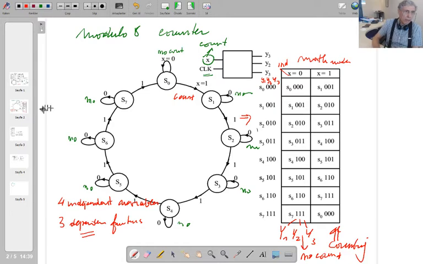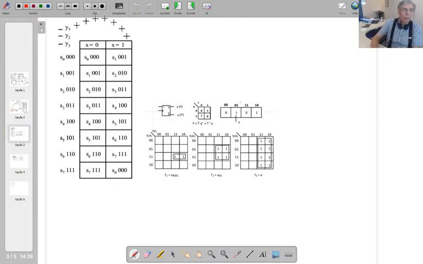So once you've got such a state table, you can transfer these functions. First, you've got to make the decision which memory element you're going to use. Assume that this memory element is T-type memory elements. So for T-type memory elements, you're going to have T1, T2, T3 functions that we're going to find. How are we going to find that?